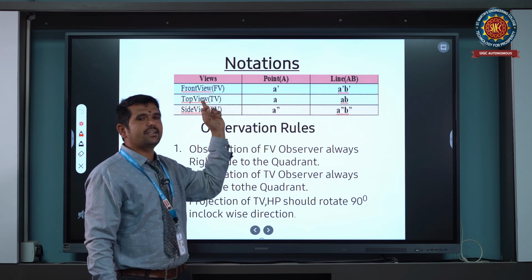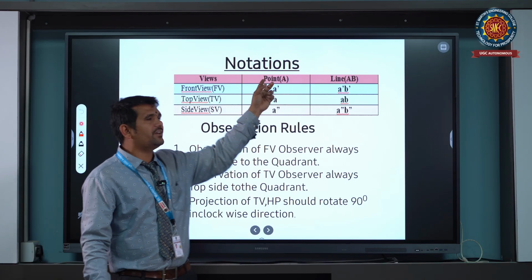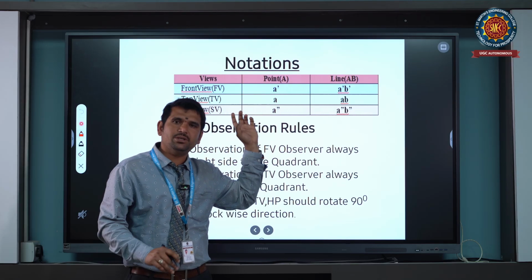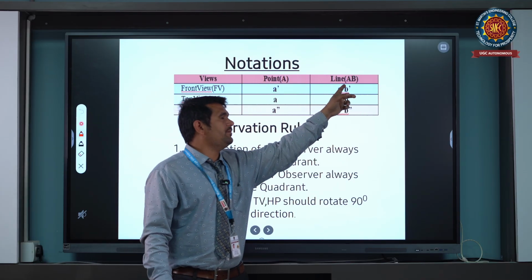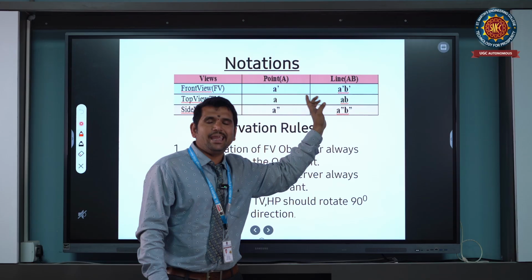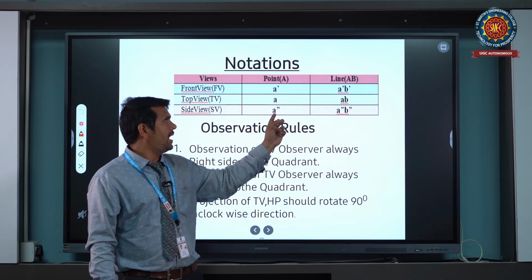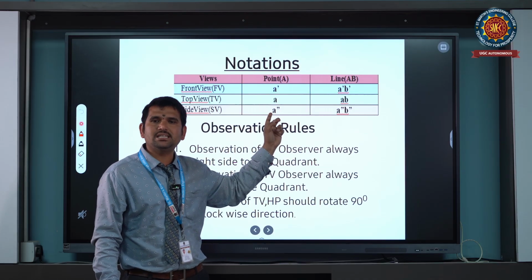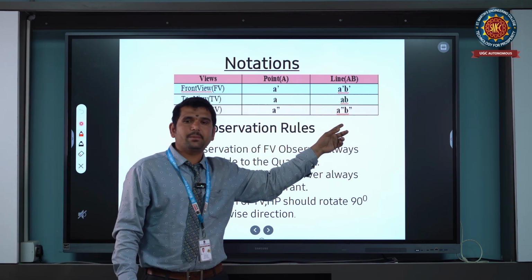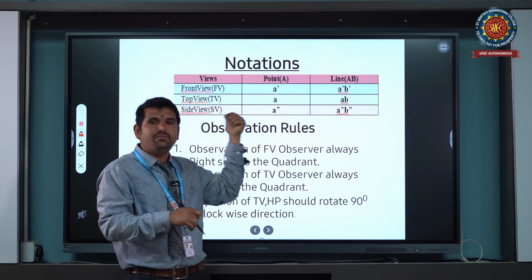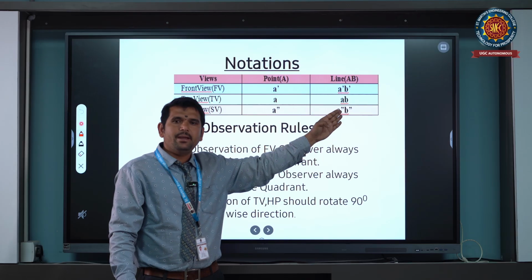In the same way, coming to the top view, the short form TV represents the top view. For the top view, we use small letters only but without dashes. That is for the point, and for a line we use ab. Then the side view, the short form is SV, and the notation is a double dash for the point. For a line in the side view, it is a double dash b double dash.